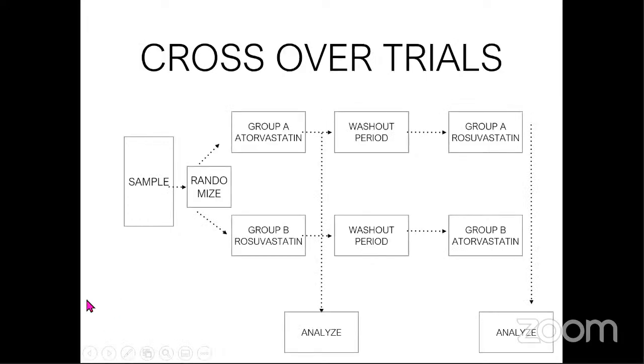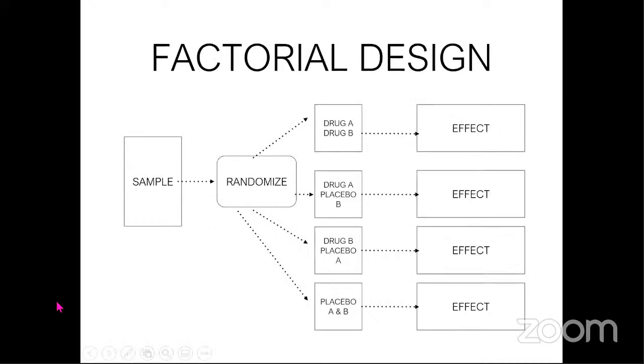Crossover, you have your group A and B. There's a washout period, group A and B, and then you analyze at certain points in time. And factorial, you have drug A and B, A placebo B. So you have a lot of control groups and you look at the different effects.